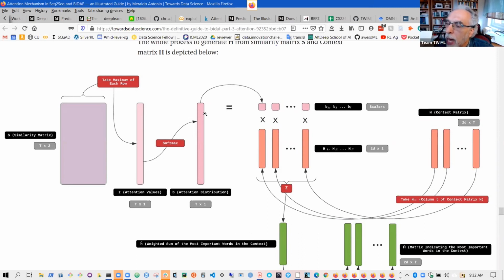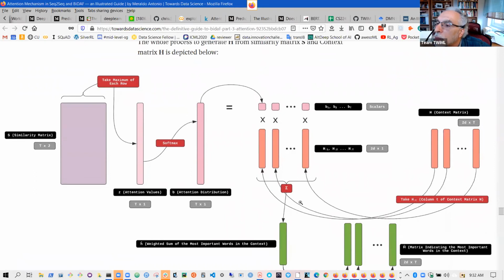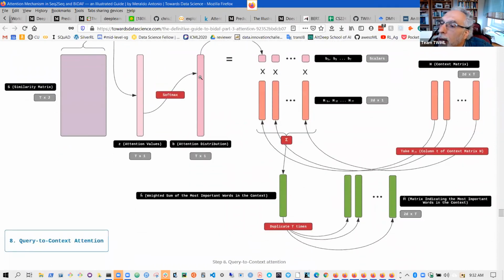Then we do the softmax to convert these values into probabilities, and that gives us an attention distribution. And then, let's see. Now, what's going on here? H is a weighted sum of the most important words in the context. All right, so I understand up to here. I don't understand what's going on here.